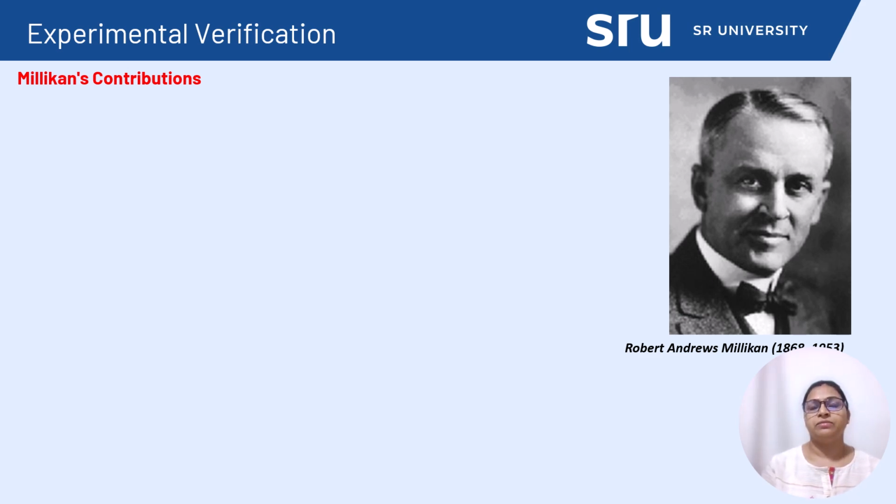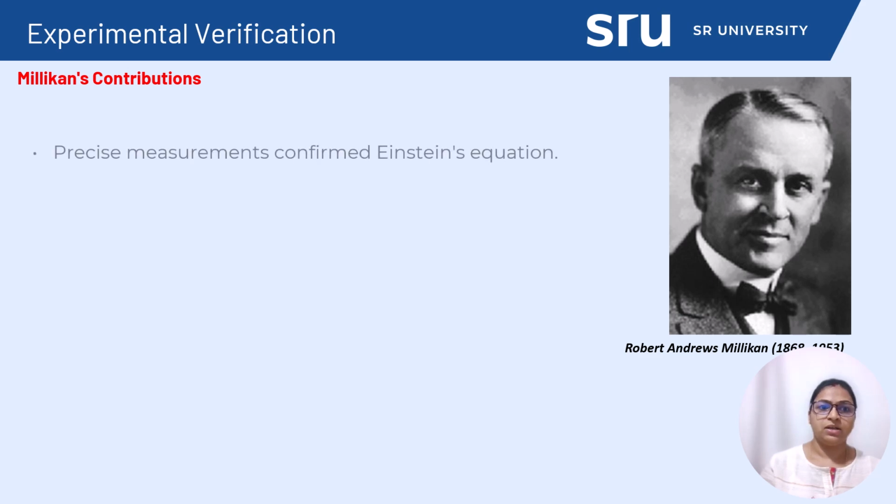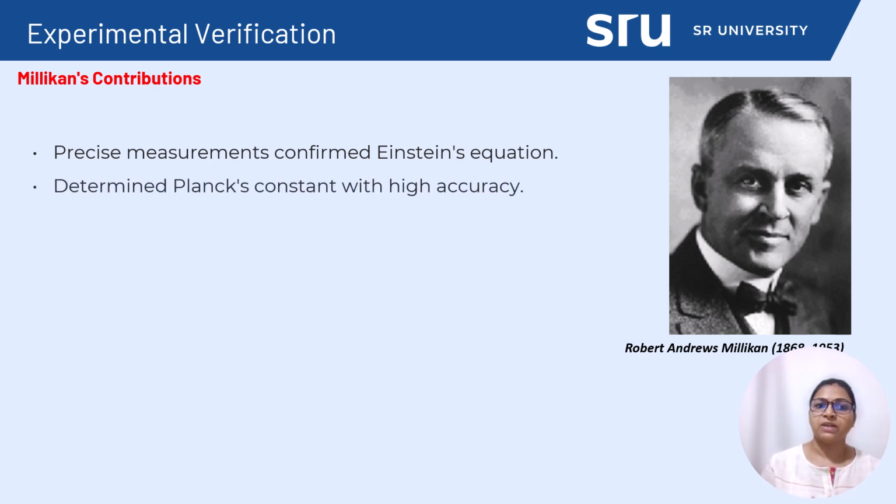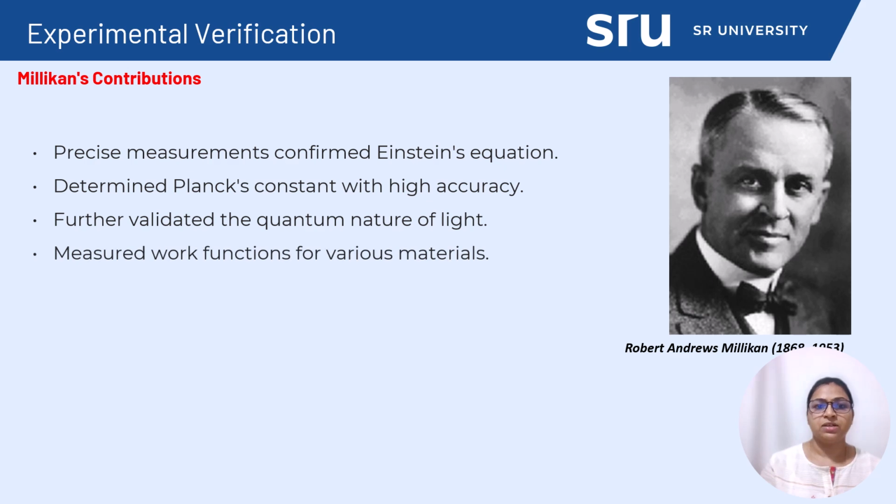And next he experimentally verified Einstein's all-important photoelectric equation, and made the first direct photoelectric determination of Planck's constant h in 1912 to 1915. So, briefly, he precisely measured and confirmed Einstein's equation, determined Planck's constant with very high accuracy, validated the quantum nature of light, and measured the work function of various materials. So basically he discovered, in a very simple experiment, how Einstein's photoelectric effect equation is proved.